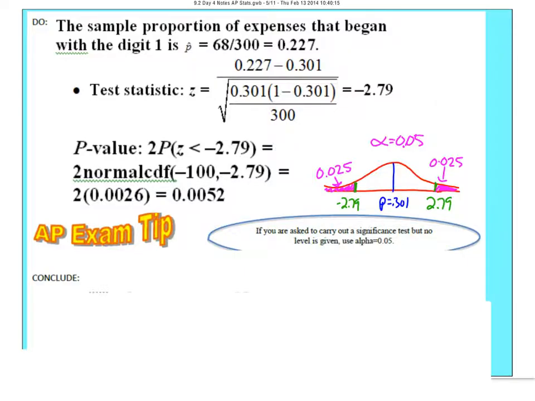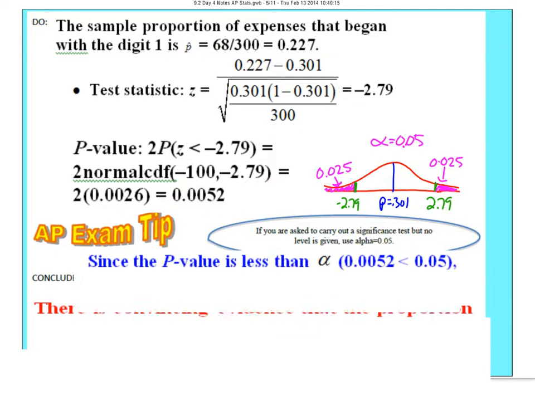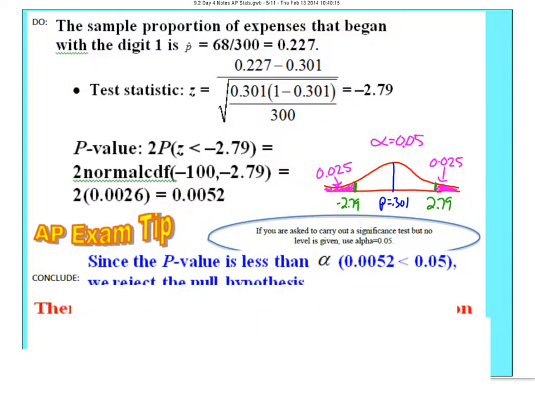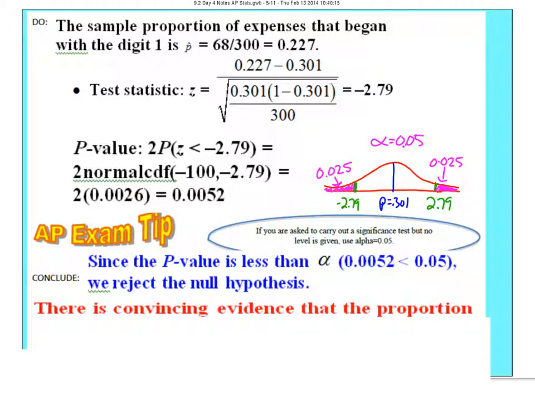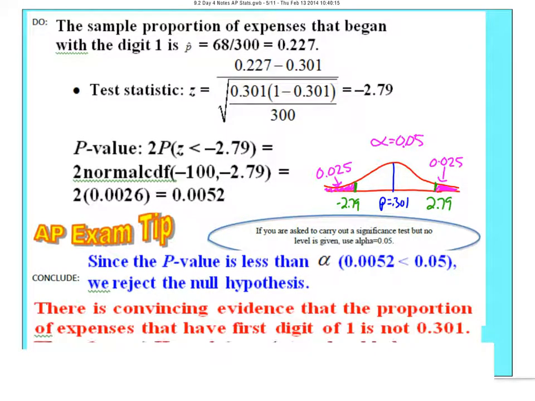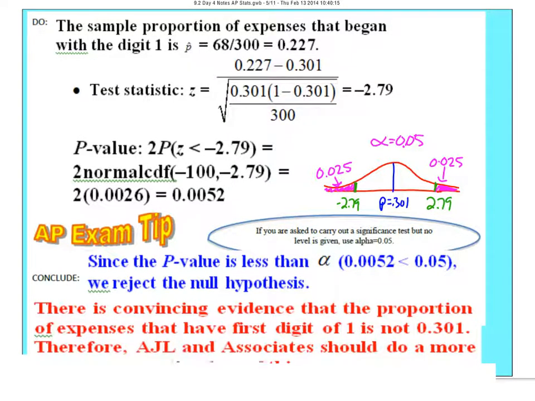Conclusion is here. We can say, since p is less than our alpha, which is 0.0052 is less than 0.05, we reject the null hypothesis. And what do we conclude? That there is convincing evidence that the proportion of expenses that have first digit 1 is not 0.301. Therefore, they should probably do more analysis and investigate the situation.